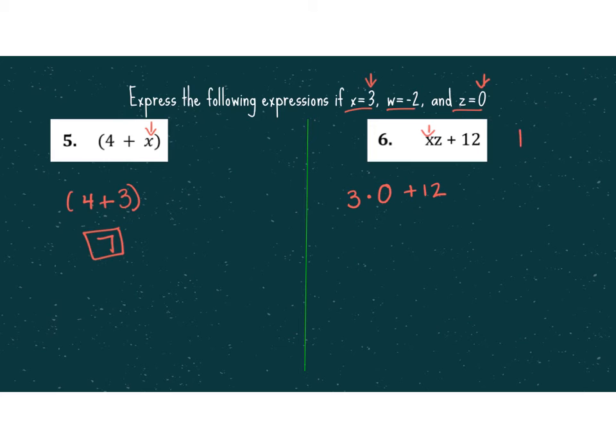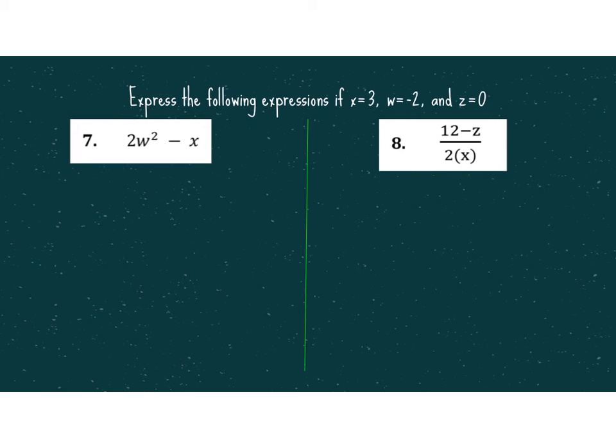So if I were to do PEMDAS, right away, do I have parentheses? Not in this problem, I don't have parentheses. Do I have any exponents? No exponents. So now I'm at the multiply. We do have this piece right here, 3 times 0. 3 times 0 is 0, and then I have the plus 12 left. So 0 plus 12 results in 12. So 12 will be your final answer.